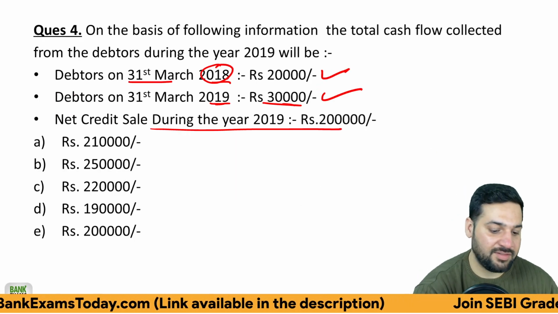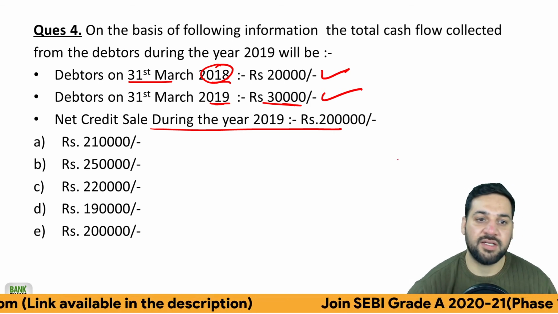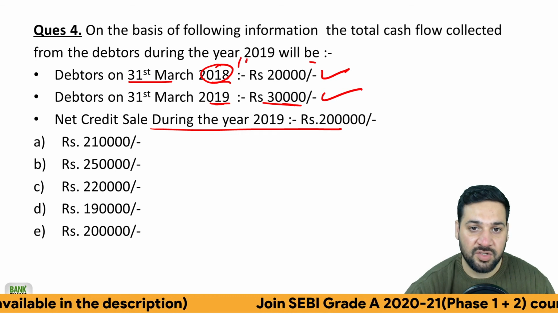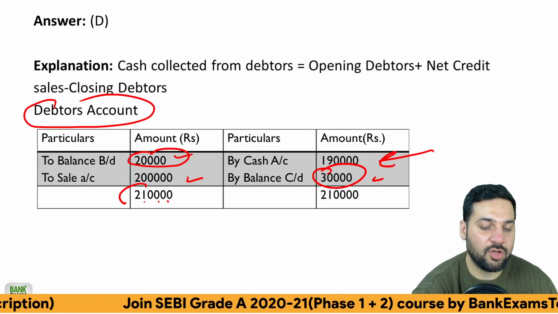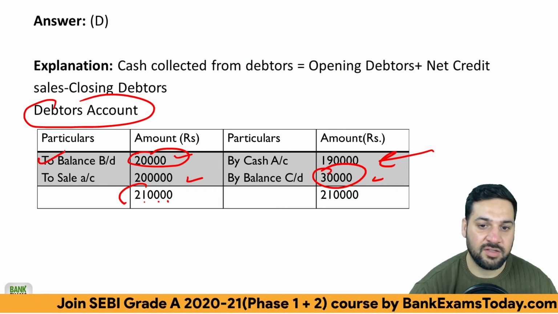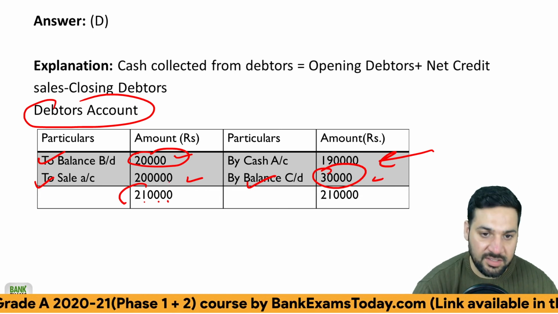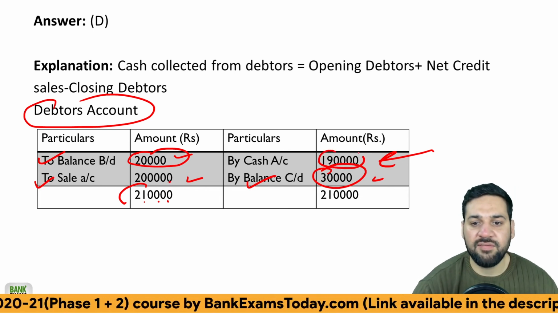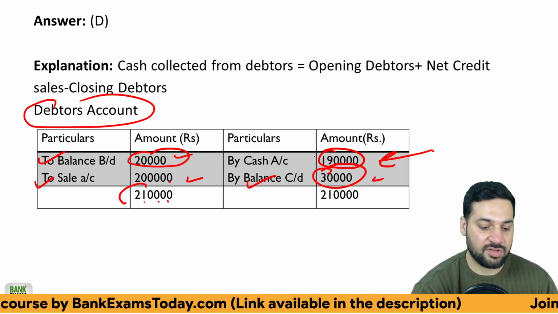You got the opening balance debtor as on 31st of March. Okay, this is the opening debtor, and on 1st of April 2019 it was this much. Always the opening balance is here, closing balance is here, and this debtor account is increased by the credit sale. Whatever is left is the cash received, right? Whatever is left is cash sale.